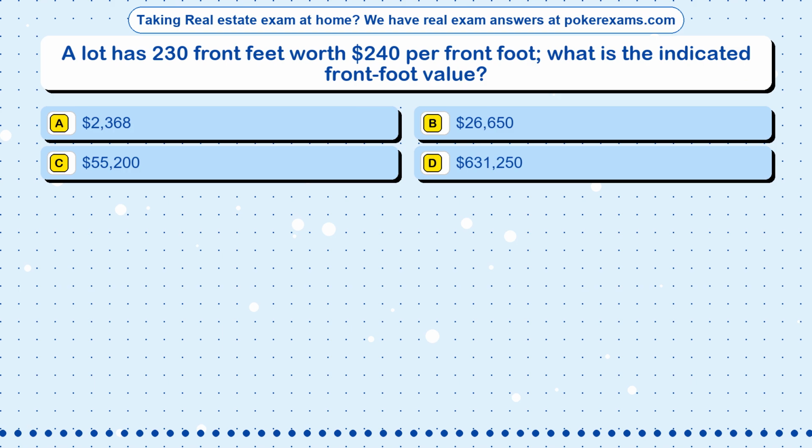Question 79. A lot has 230 front feet worth $240 per front foot. What is the indicated front foot value? Option A, $2,368. Option B, $26,650. Option C, $55,200. Option D, $631,250.